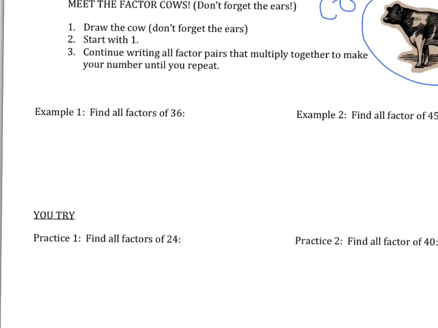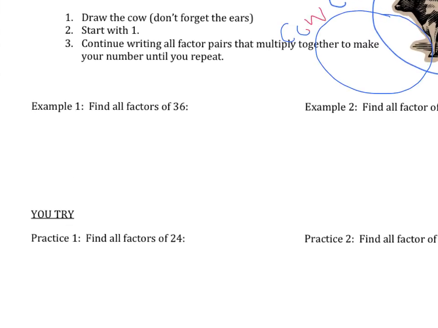Okay, you can see the directions up top. So example 1 says, find all factors of 36. So I'm seeing a couple of things as I read this. I'm seeing find all factors. And I have to remember, okay, a factor is something that we multiply together to get another number. We multiply two numbers to get another number. That is a factor. So the first thing we're going to do, you can see up here at the top, direction number 1, is we're going to draw a cow. Our cow is going to have an ear, a long nose, and then it's going to come up to another ear. And then on top, we're going to draw a little head for our cow.